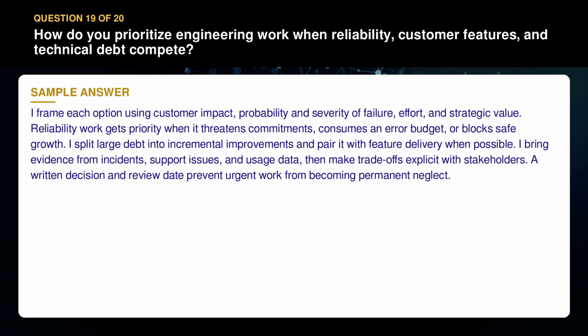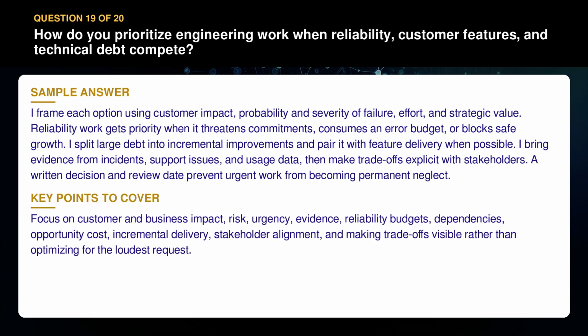A written decision and review date prevent urgent work from becoming permanent neglect. Focus on customer and business impact, risk, urgency, evidence, reliability budgets, dependencies, opportunity cost, incremental delivery, stakeholder alignment, and making trade-offs visible rather than optimizing for the loudest request.